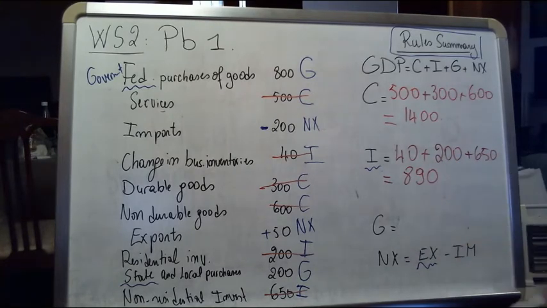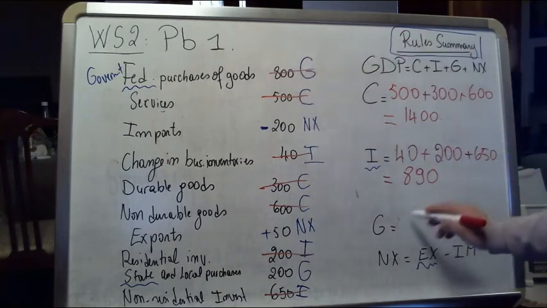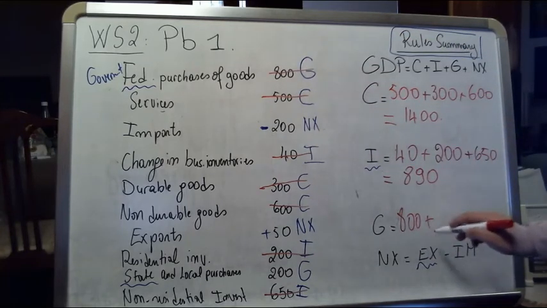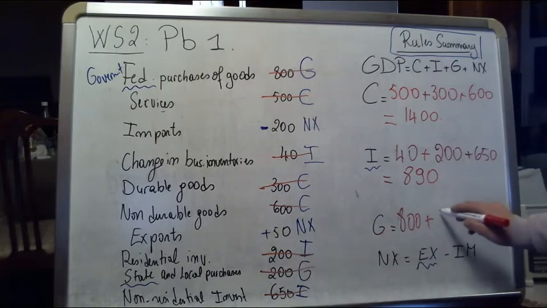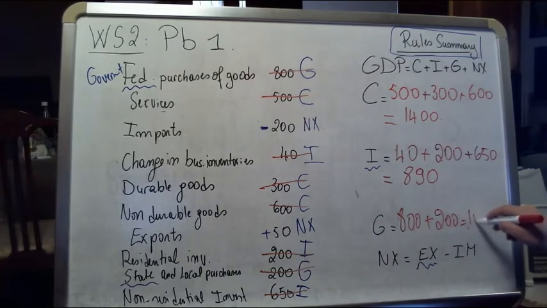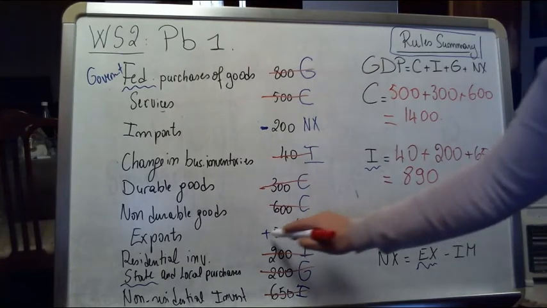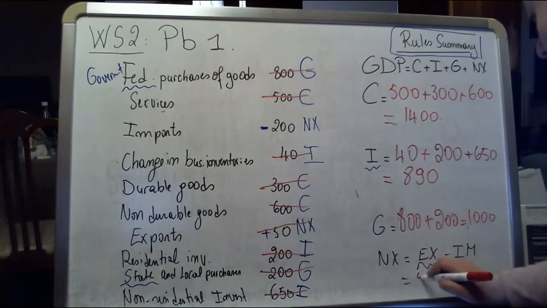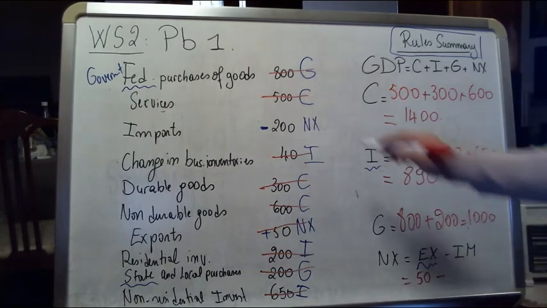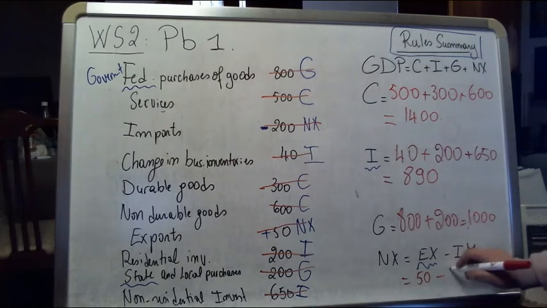G, government expenditures. We have 800 plus 200, total of 1,000. And finally, NX, which is 50 in positive value and 200, so minus imports, which is negative 150.